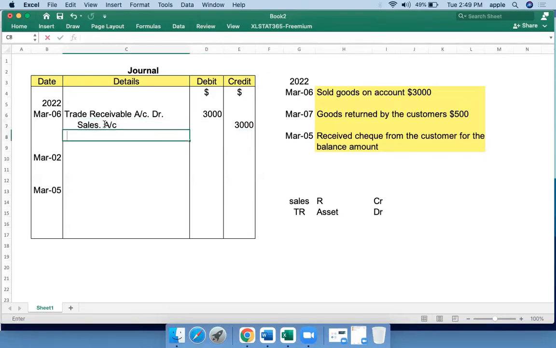Now narration, what narration will you write? Sold goods on account. Understood? Yeah. Now do the next transaction.